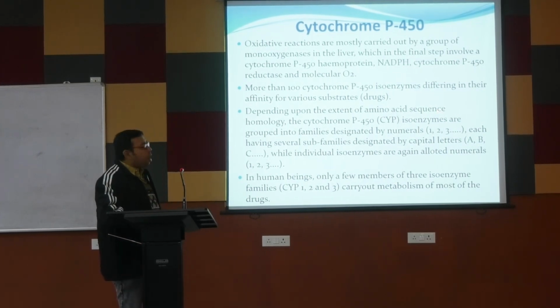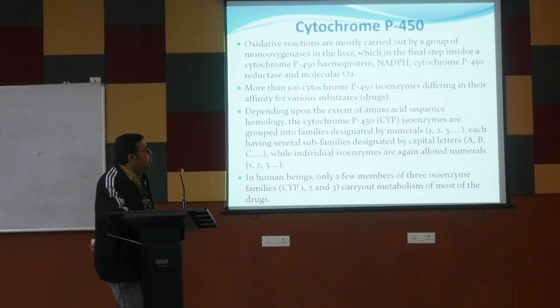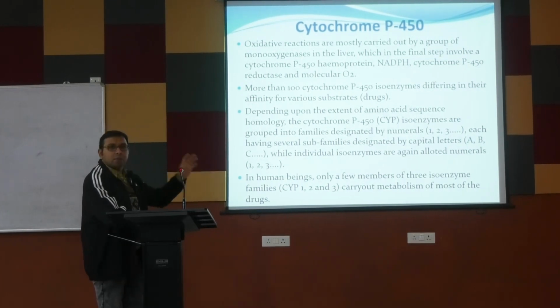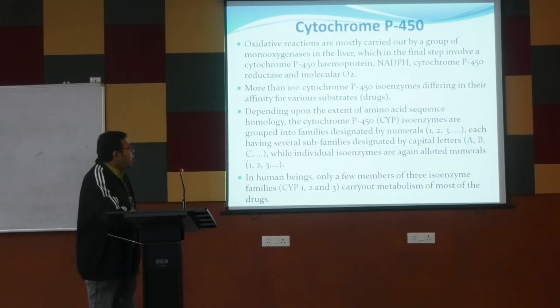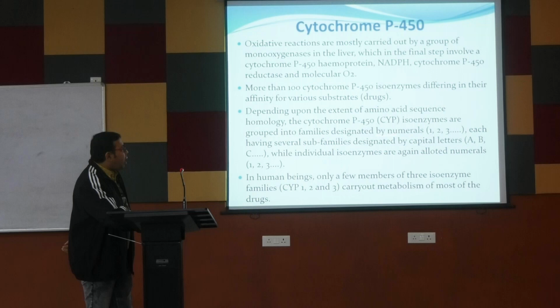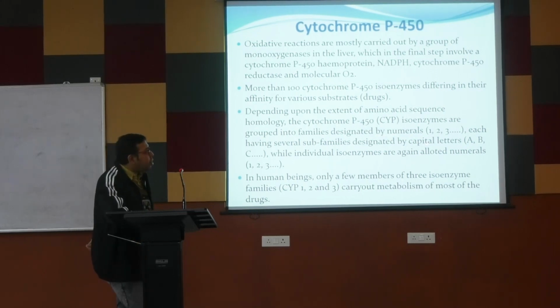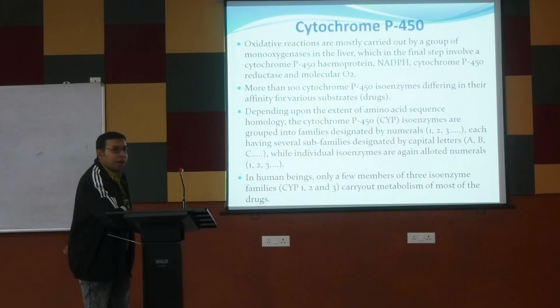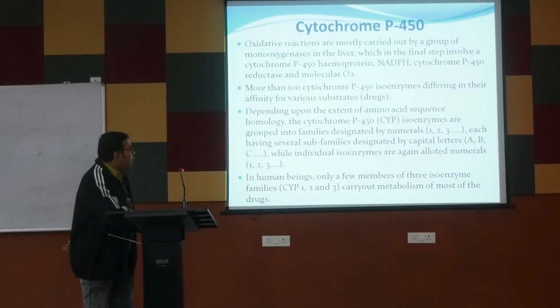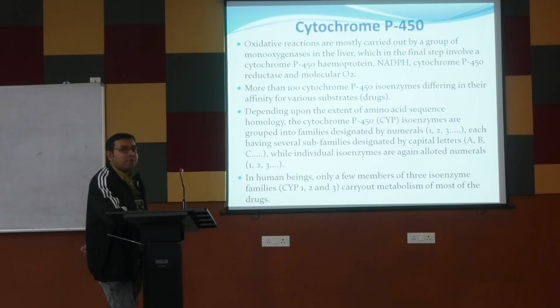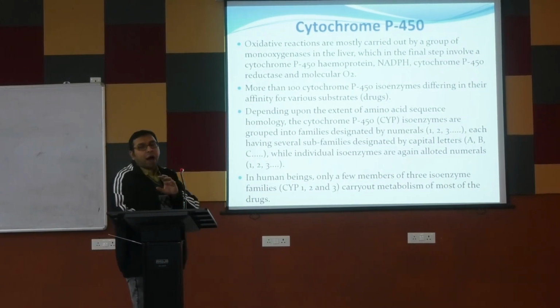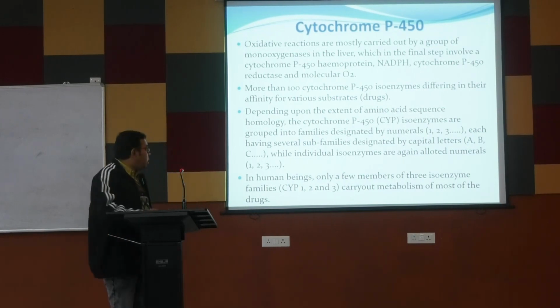Depending upon the extent of the amino acid sequence homology, these cytochrome P450 isoenzymes are grouped into families designated by numerals. So firstly, cytochrome P450 1, P450 2, 3, like this. Each one, two or three etc. can have several subfamilies that are designated by capital letters A, B, C etc., that is 1A, 1B like this. And individual isoenzymes are again allotted numerals like 1A1, 1A2 like this. So there are several isoenzymes. This is known as the isoenzymes of the cytochrome P450.